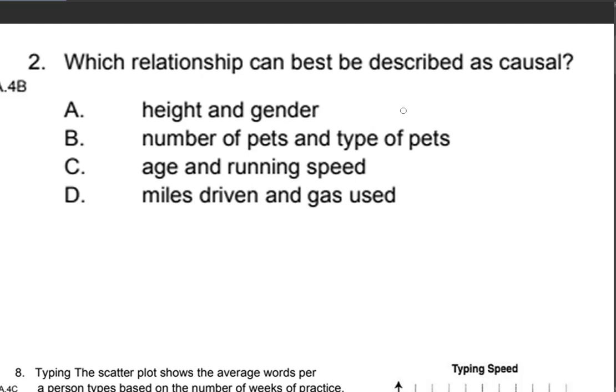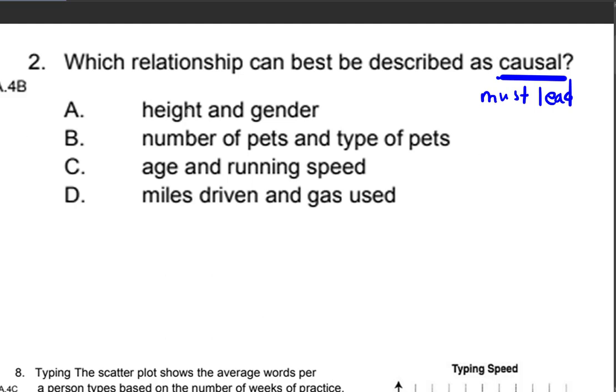Which relationship can best be described as causal? This word is causal. What we mean by that is that one literally causes the other. If it's a causal relationship, then one must lead to the other. So I'm just going to go ahead and write "must lead." It has to lead to the other one. If it doesn't have to lead to the other one, then it's not a causal relationship.